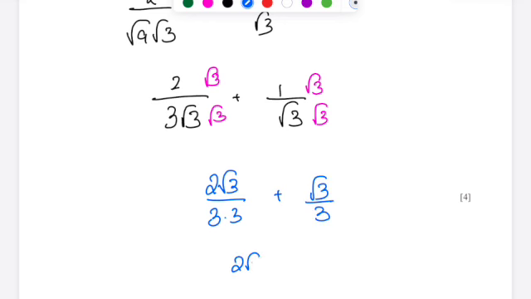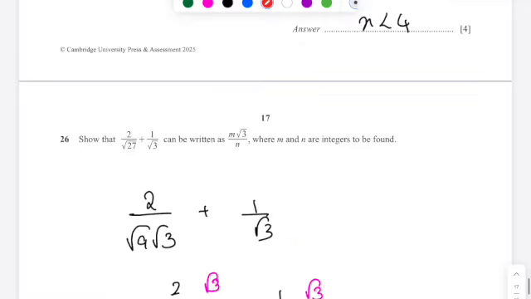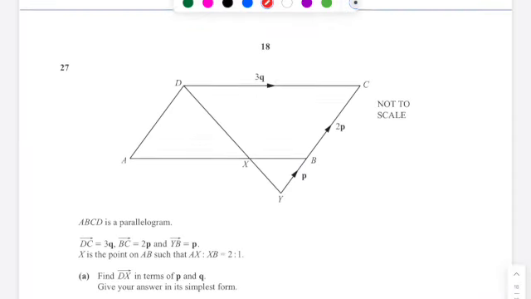So which becomes 2 root 3 by 9 plus root 3 by 3. So again times 3 times 3. So it becomes 2 root 3 by 9 plus 3 root 3 by 9, which is going to be 5 root 3 by 9. So m equals 5, n equals 9.